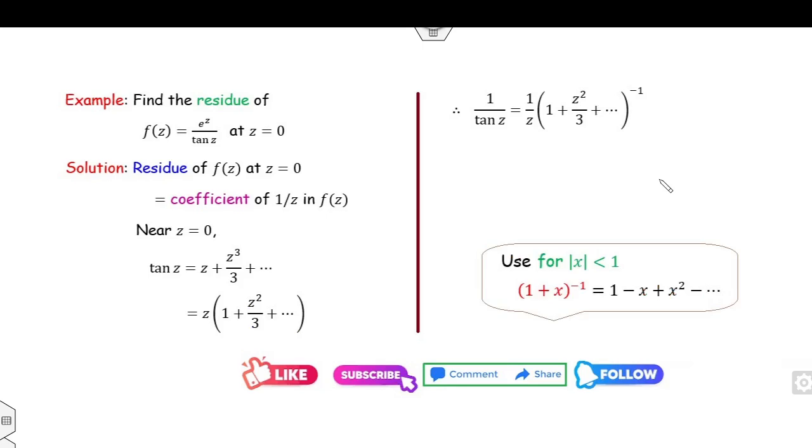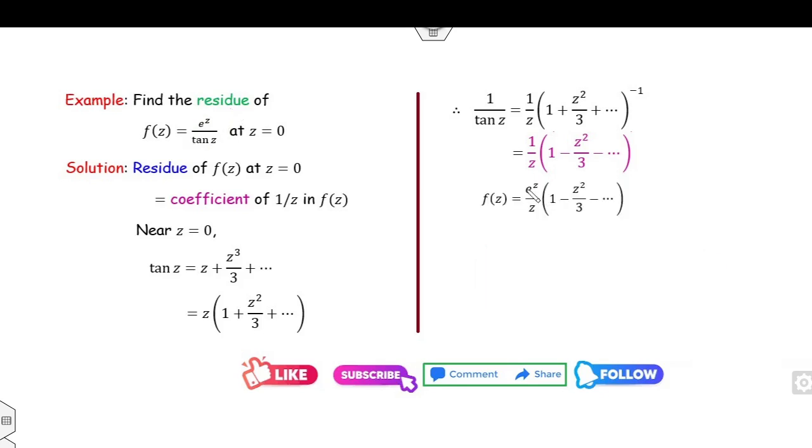Is it okay? Now you can substitute the values in the given f(z). e raised to power z divided. Now again I can expand the series of e raised to power z. This is the value of e raised to power z. Now how can you find the coefficient of 1 over z? Look at that. There is a term of 1 over z.